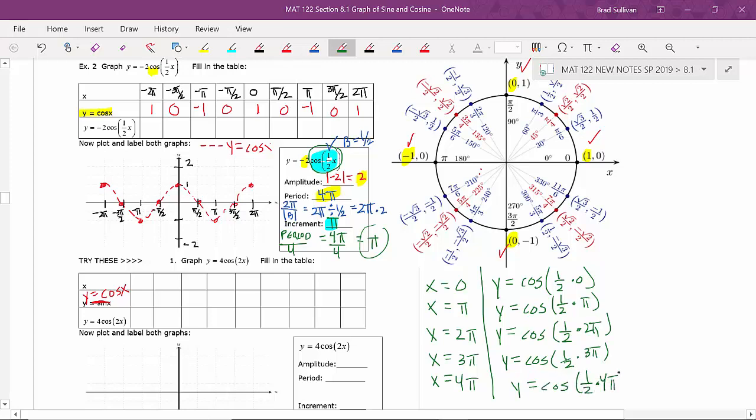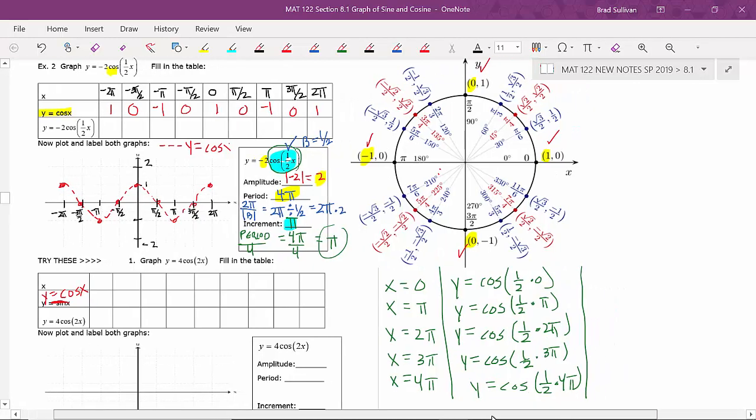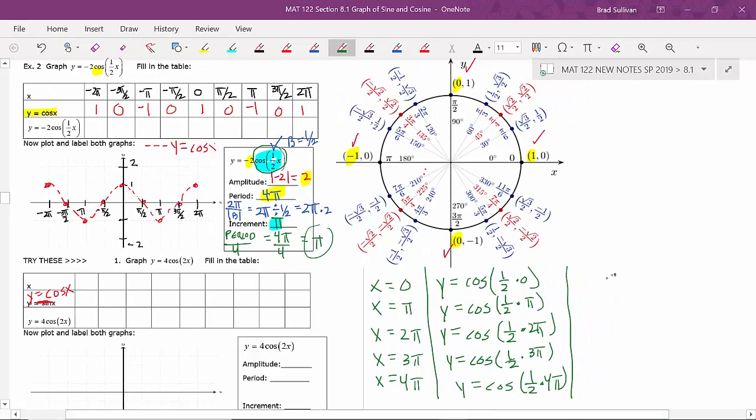I want you to notice what happens on this, and this should ultimately help you understand how this period change thing works. So I'm going to slide this over to the side a little bit. Now what do we have? We have y equals cosine of 0. This is pi over 2. This is pi, the 2's cross out. This is 3 pi over 2. And then finally, 1/2 of 4 pi is cosine of 2 pi.